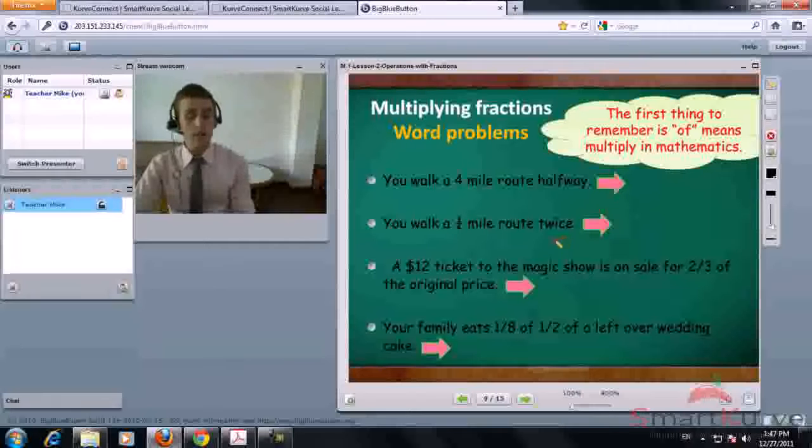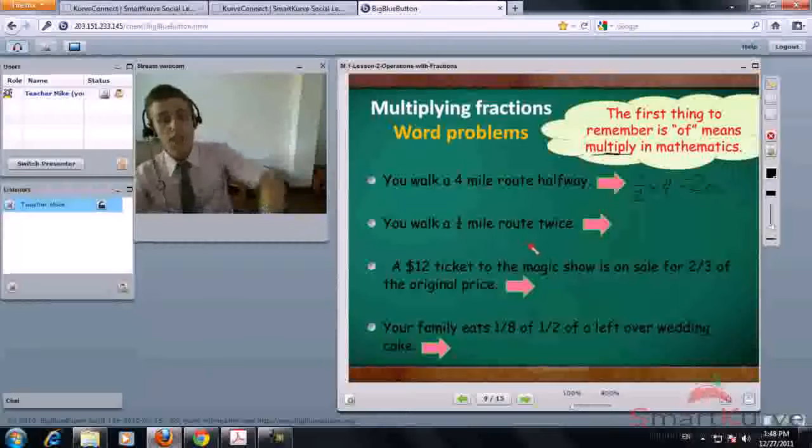Now, multiplying fractions, word problems. The first thing you need to remember is that of means multiply. Whenever you see the word of in a mathematical word problem, it will mean multiply. Now, examples. You walk a 4-mile route halfway. So you walk half of a 4-mile route. How far did you walk? 2 miles.